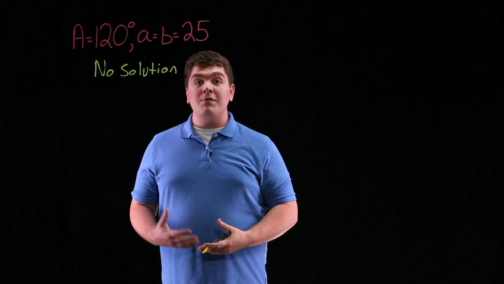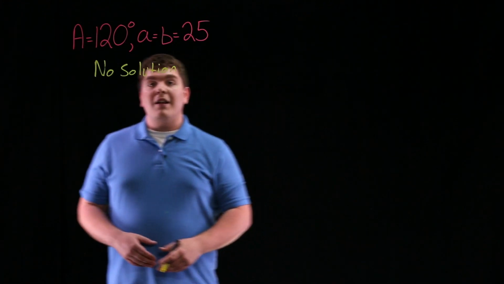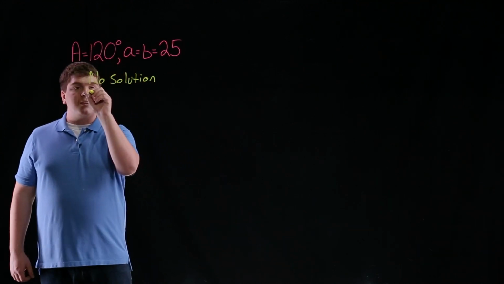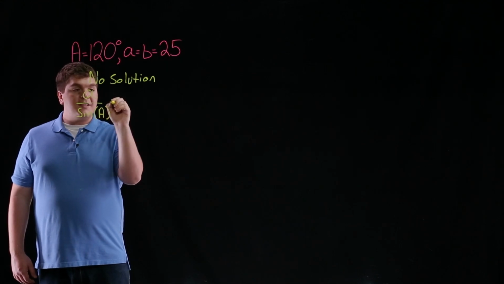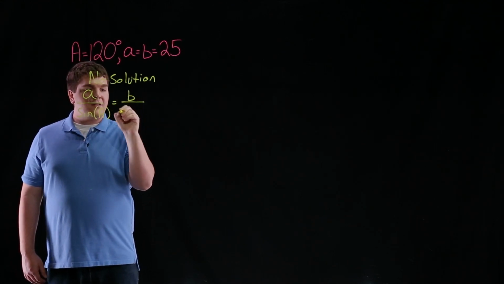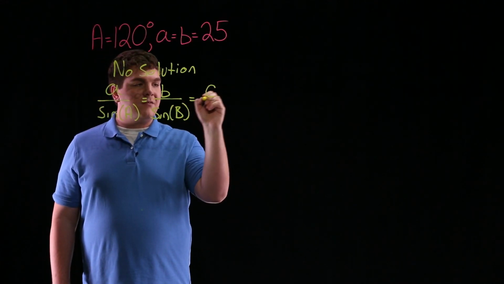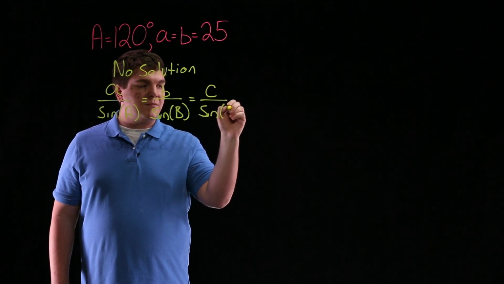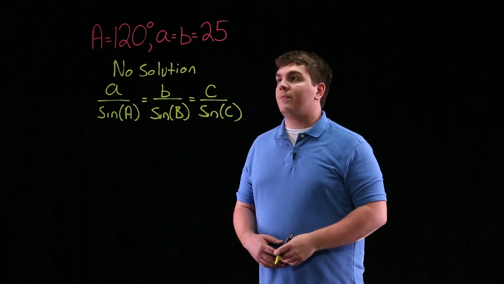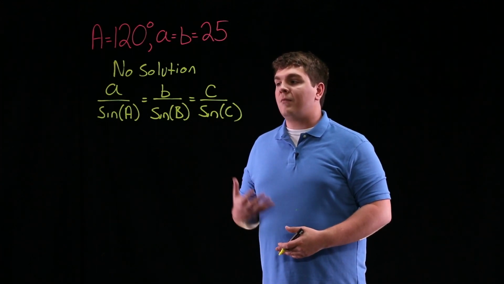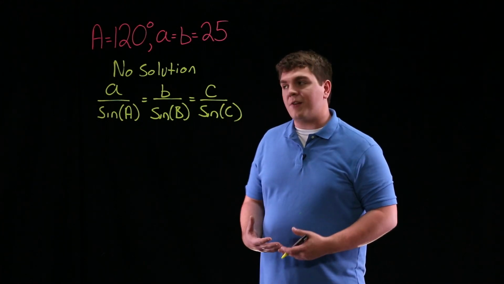However, we can also use the law of sines to show that there is going to be no solution to this triangle. Let's recall that the law of sines says that a divided by sine of A is equal to b divided by sine of B is equal to c divided by sine of C. If we try to use this information to find one of our other angles, say B, what we'll find is that we'll reach a contradiction.